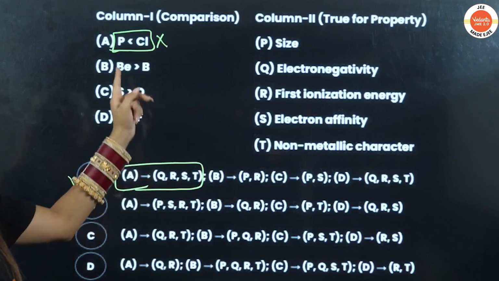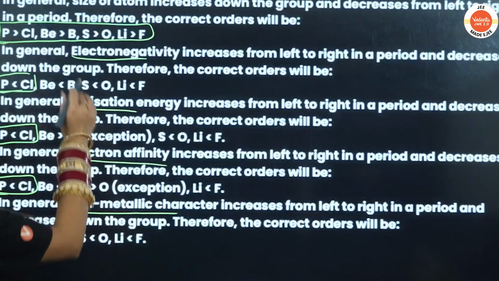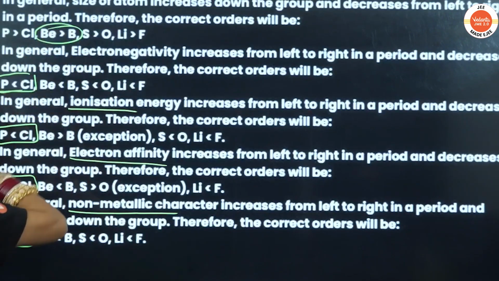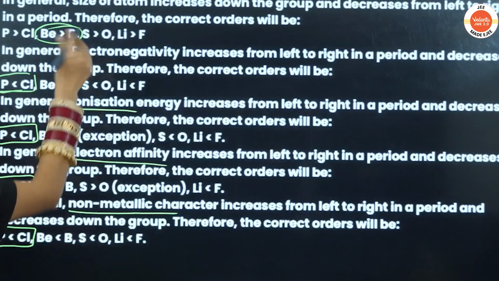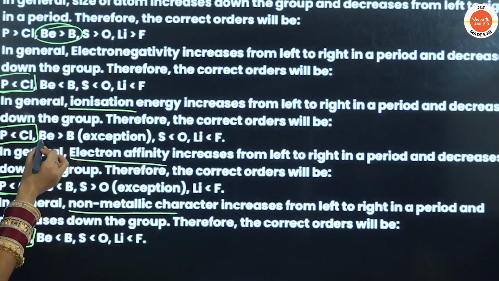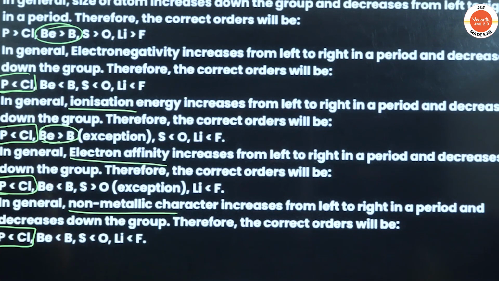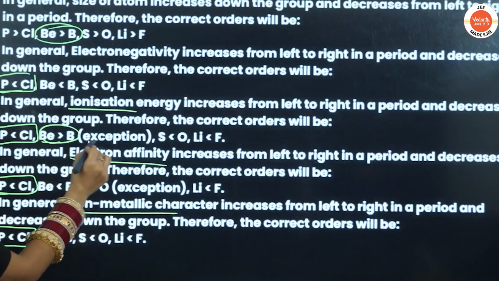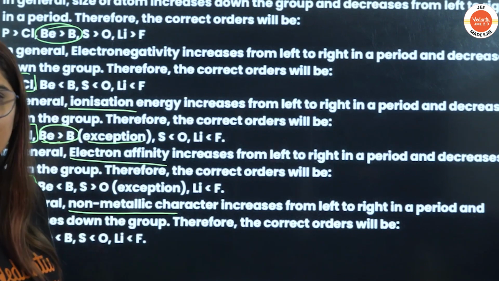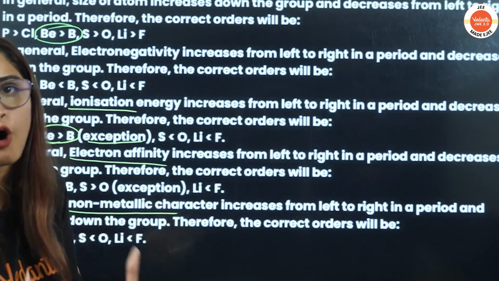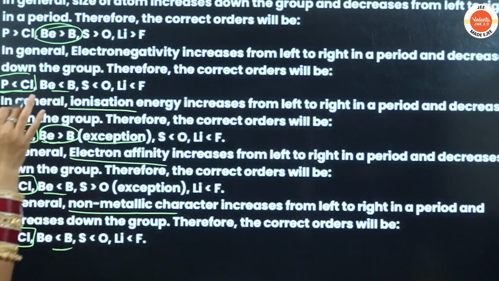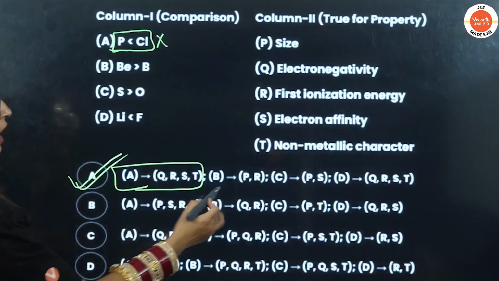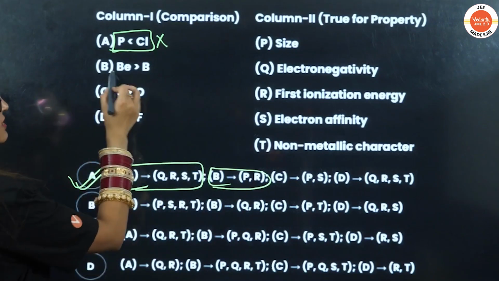For B, P and R are correct. If you talk about B here, beryllium is greater than boron. Size is greater and ionization energy is greater, right? Okay, that is an exception because of the fully filled orbital, it has greater ionization energy. Then all of the others we have are less. So that is why only P and R are the correct things, right?